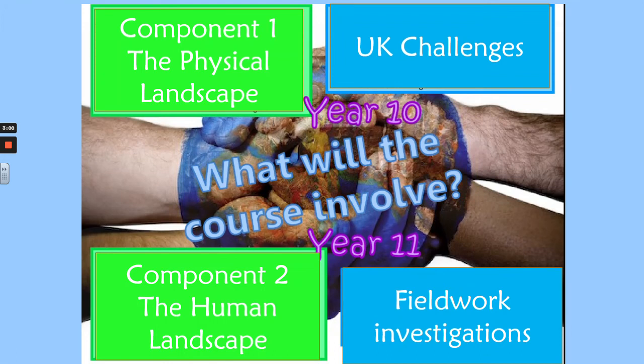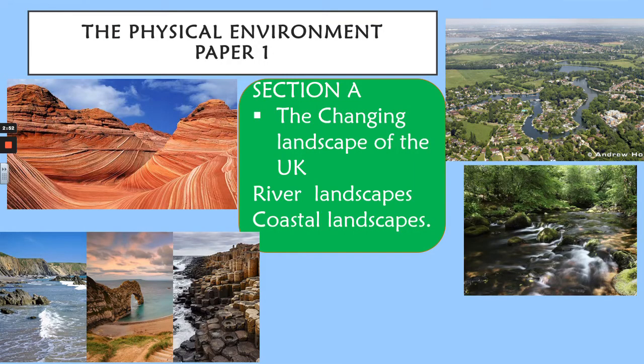So this slide shows the different component parts of the geography GCSE, what we look at over year 10 and year 11. So if I can start by looking at topic 1. In this component, you're going to learn about the physical processes which create and change our landscape and how people actually interact with different environments. So we start by looking at river and coastal landscapes.